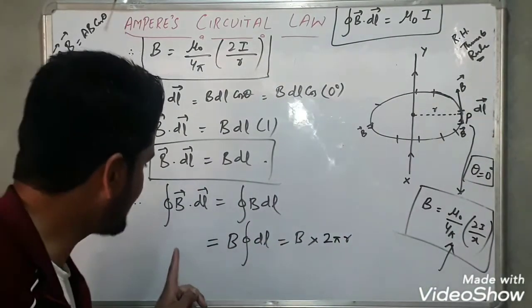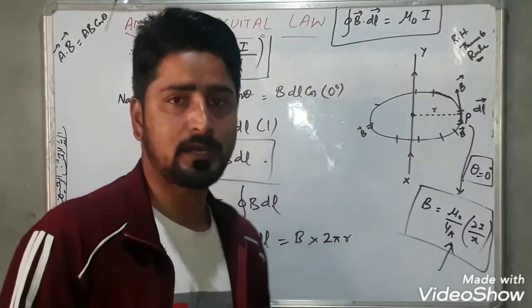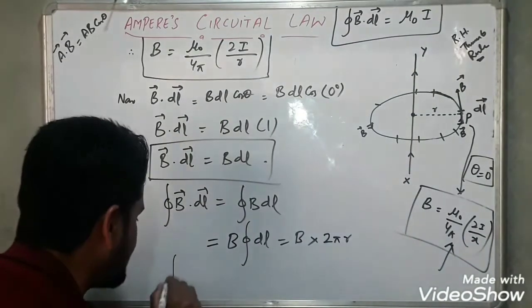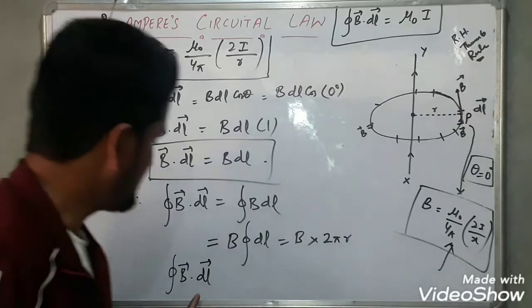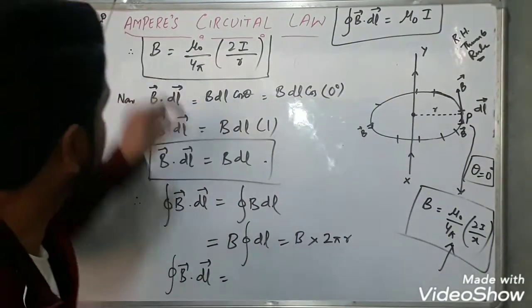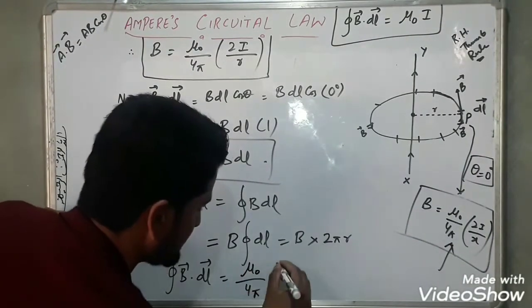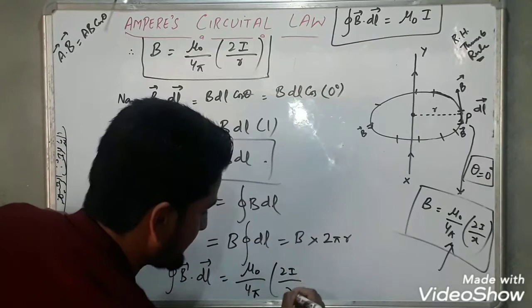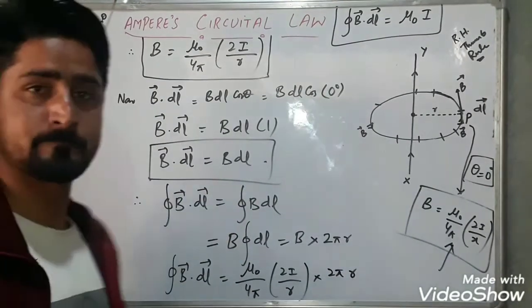Okay, so the line integral of B dot dl equals B into 2 pi r. So this will be the line integral of B dot dl around the closed path, equal to B, and the value of B we have calculated is mu naught by 4 pi, twice I divided by r, multiplied by 2 pi r.